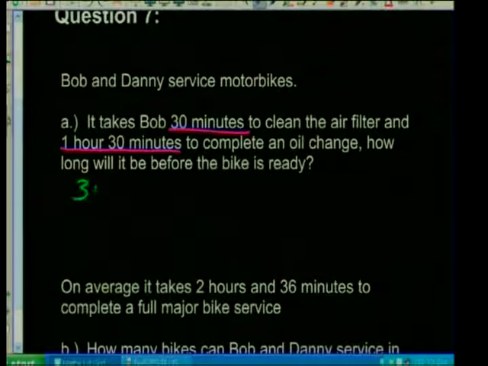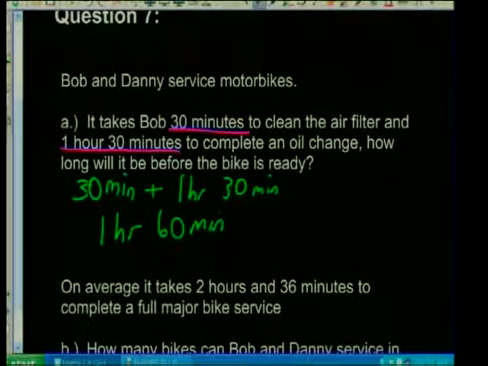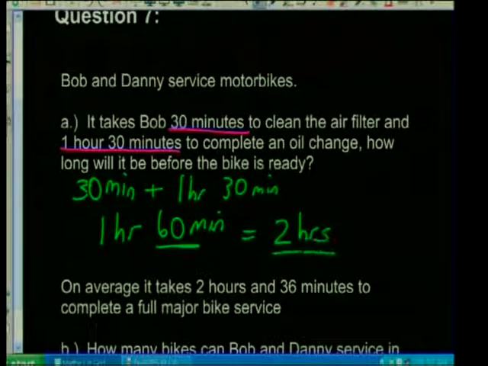It takes him 30 minutes to clean the air filter, plus it takes him 1 hour and 30 minutes to complete the oil change. So all we need to do is add these two. I'm going to end up with 1 hour plus 30 minutes plus 30 minutes, which gives me 60 minutes. So it's 1 hour and 60 minutes. And what do I know about the 60 minutes? That is an hour. So in actual fact, that is 2 hours. It takes him 2 hours to complete. Don't forget the units. Have we answered the question? How long before the bike is ready? Well, 2 hours after he starts, the bike will be ready.